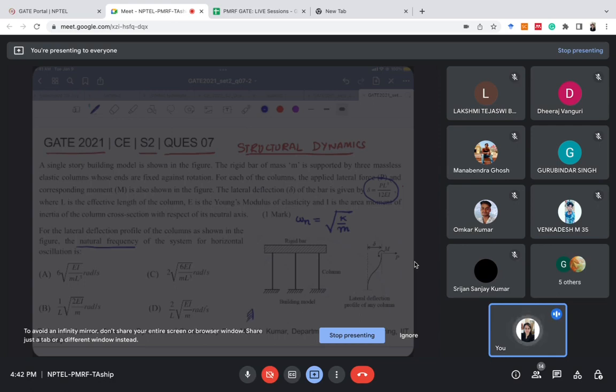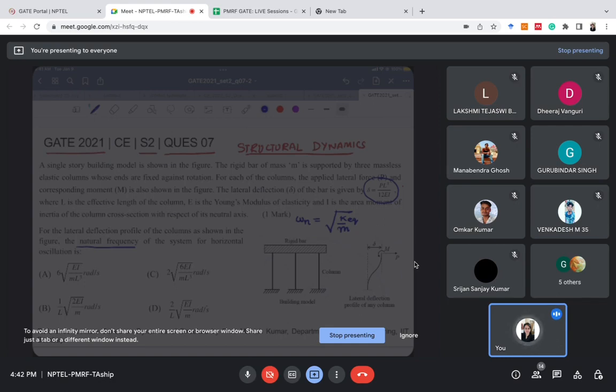K is the stiffness of the system. If there had been a single column, then k would be the stiffness of this particular single column. But now there are three columns, so omega will be under root of k equivalent by m. So the entire problem revolves around how we will find k equivalent for this system.